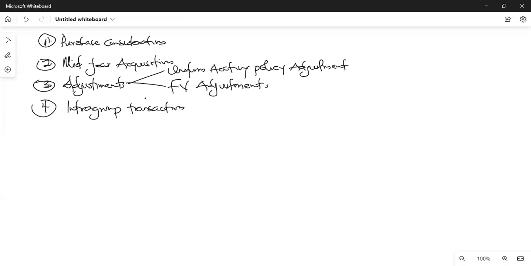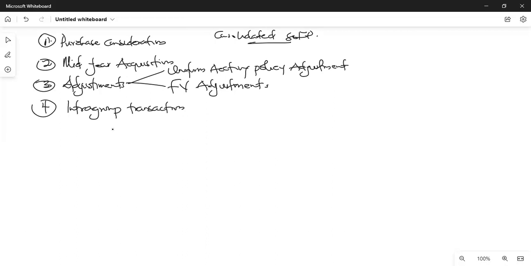Mind you, we are building ourselves to solve the consolidated statement of profit or loss and the consolidated statement of financial position. That is what we are trying to do. But today, my focus is on the consolidated statement of financial position. And so these are the tricks they can bring.